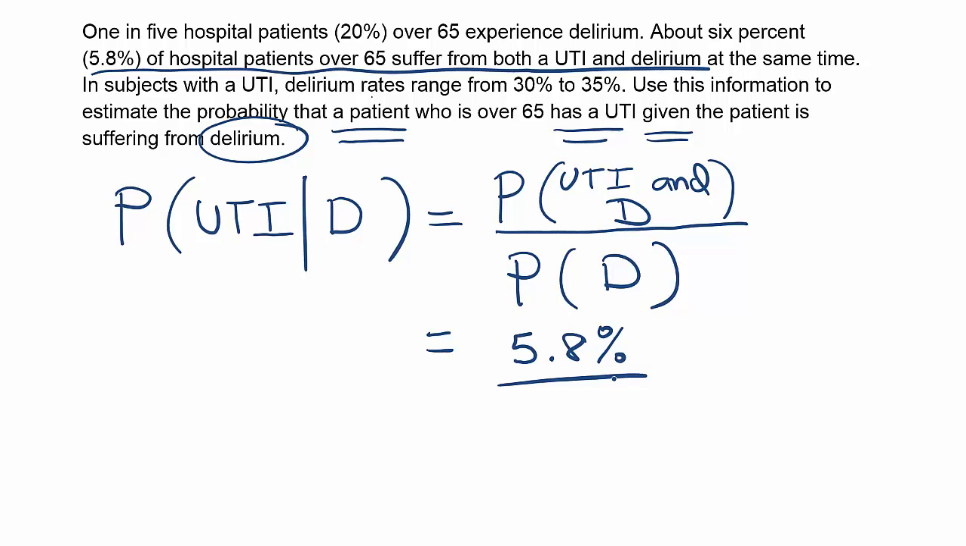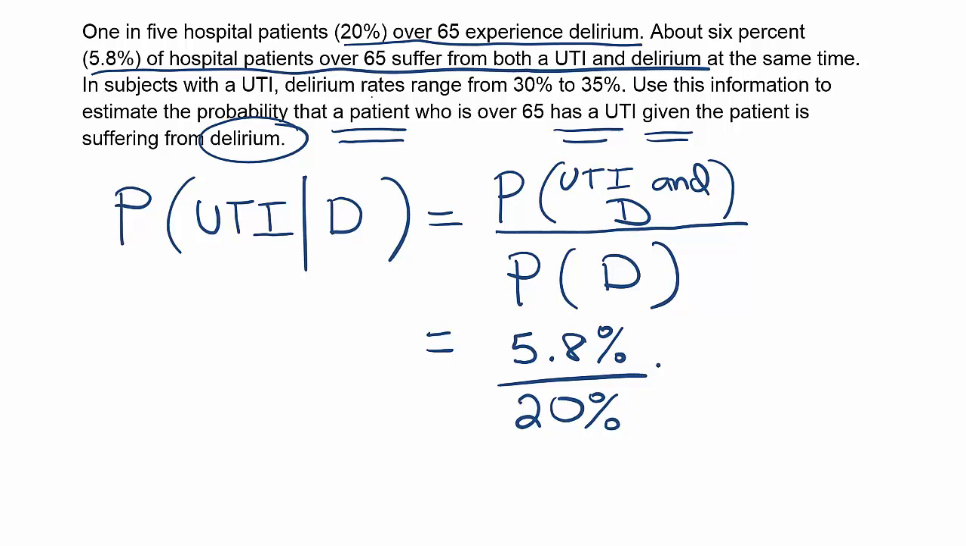All right, what about the denominator probability? Do we know the probability that someone suffers from delirium? Is that known in the paragraph? Do they tell us that? Well, it does say 1 in 5 hospital patients, that's 20% over 65, experience delirium. So that's pretty explicitly given, right? 20% is the denominator. The probability that a patient in this population experiences delirium is 20%.